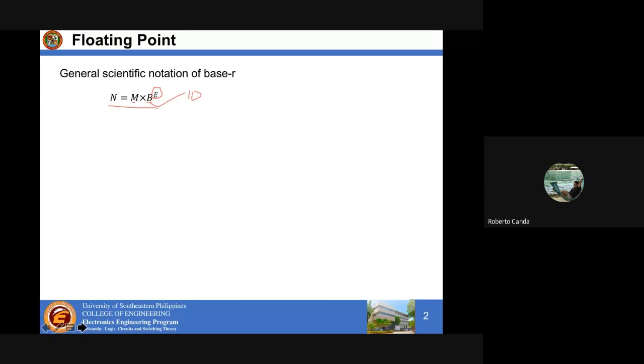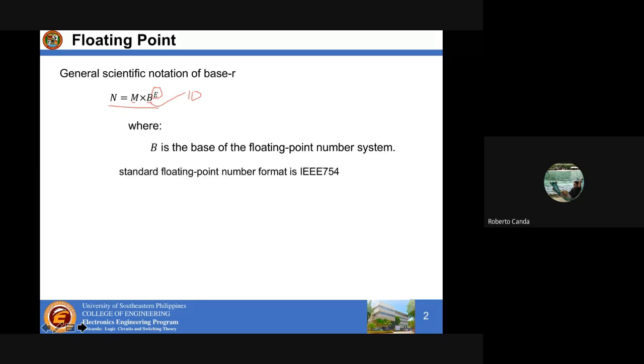So your B is the base of your floating point number system. If we are in binary, we are using the IEEE 754. So in your IEEE 754, your M is a mantissa of 24 bits, and your E is an exponent of 8 bits. So for your exponent, we have two types. We have the unsigned and signed exponent.